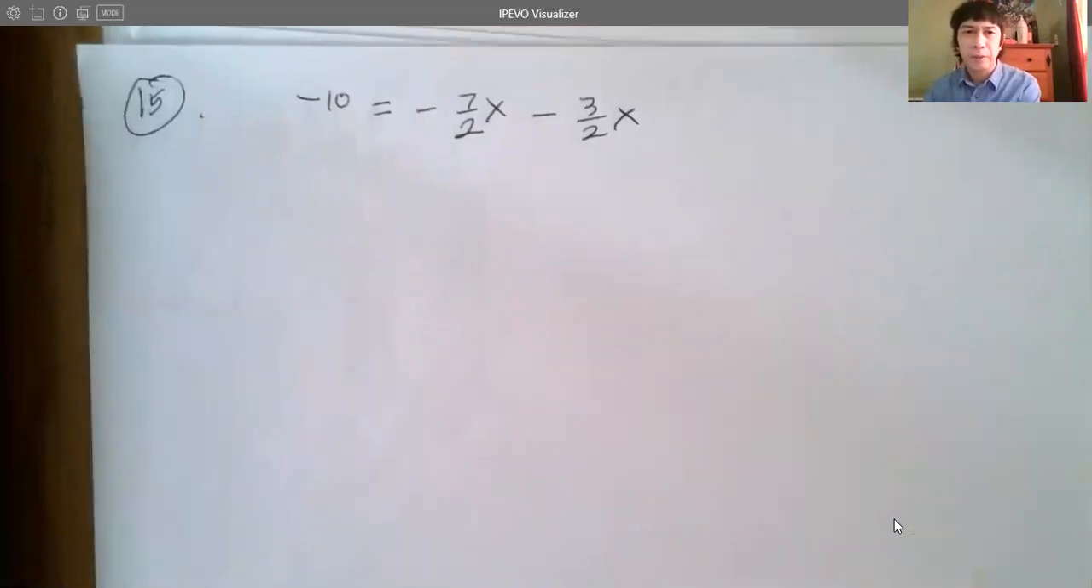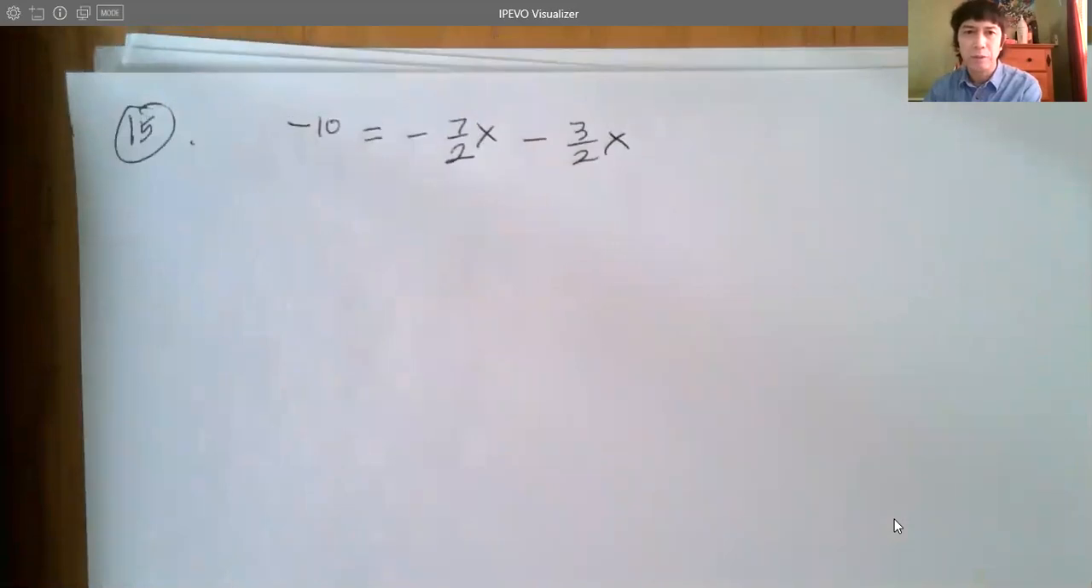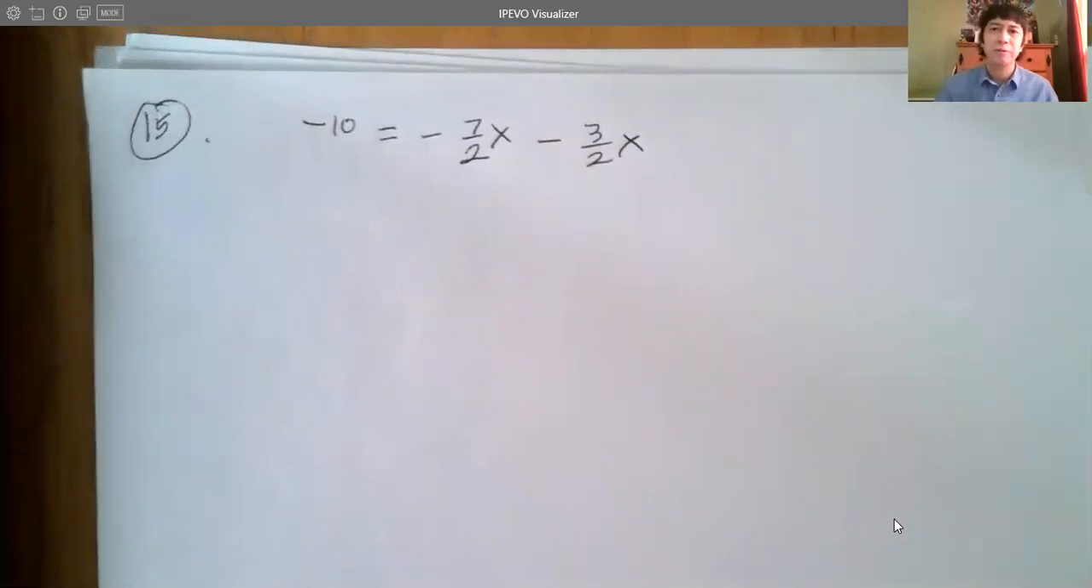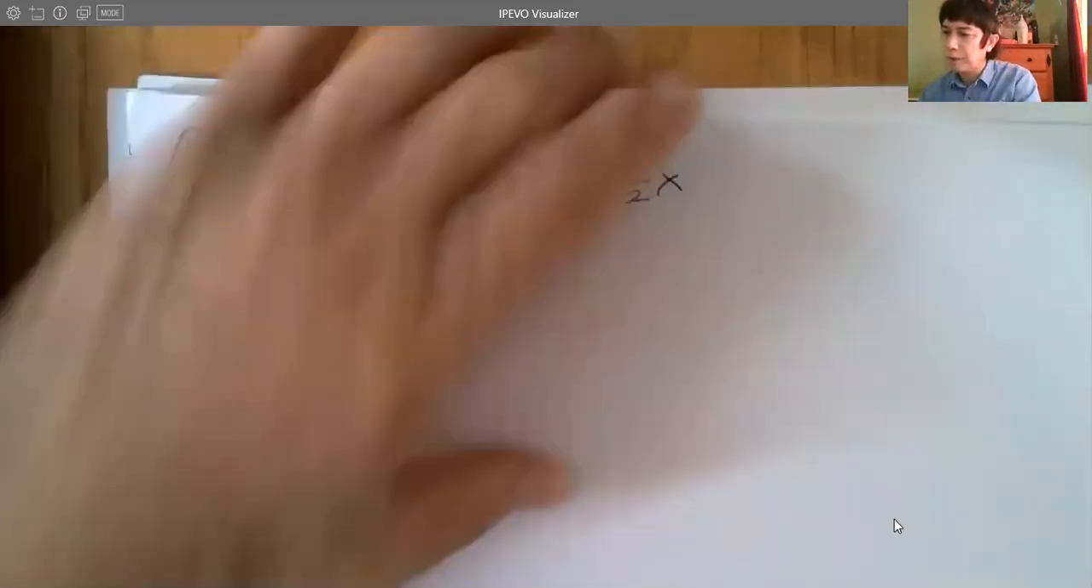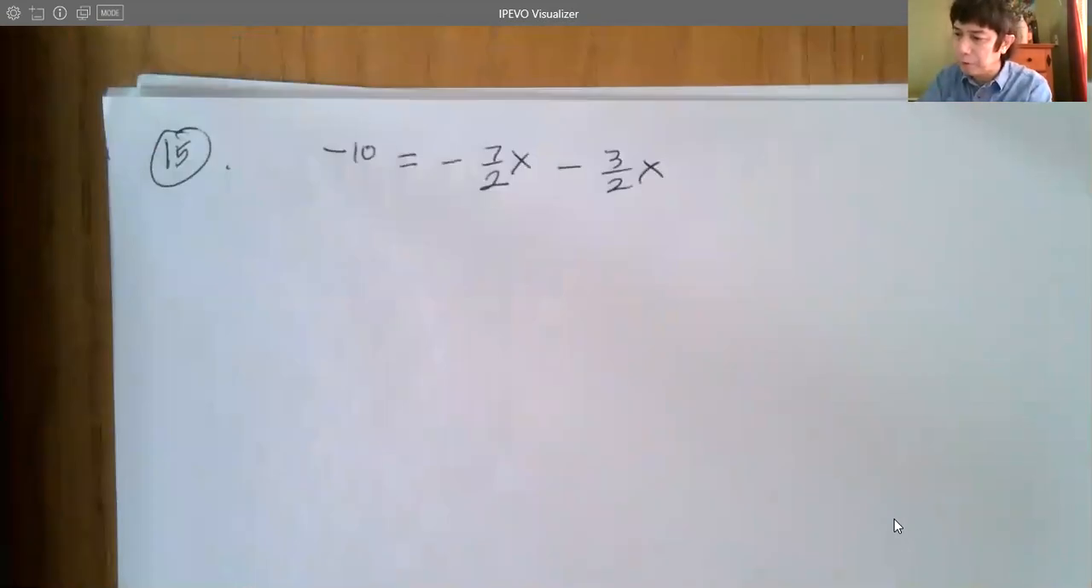That's number 15. And this is negative 10 equals negative 7 over 2x minus 3 over 2x. So again, we only have one denominator for each of the fractions, we have number 2. So we shall use the number 2 only as multiplier and simplify it. All right, so let me continue.